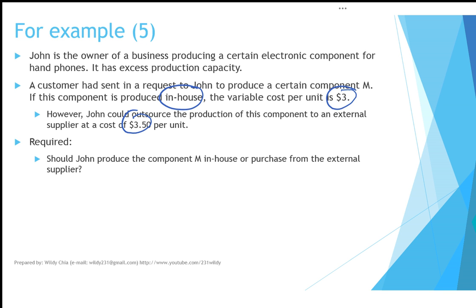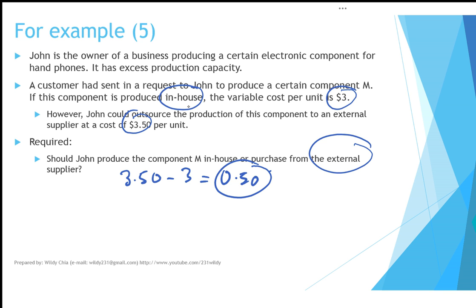So now this is very obvious. If you were to take $3.50 minus $3, that is 50 cents. So the incremental cost of buying from an external supplier is actually higher. Right? If you buy from an external supplier, you have to pay 50 cents more per unit. So the obvious answer is John should not purchase from the external supplier.